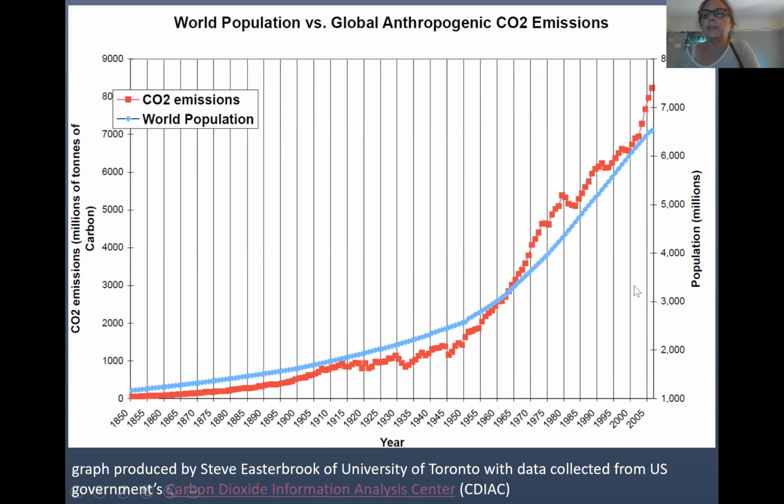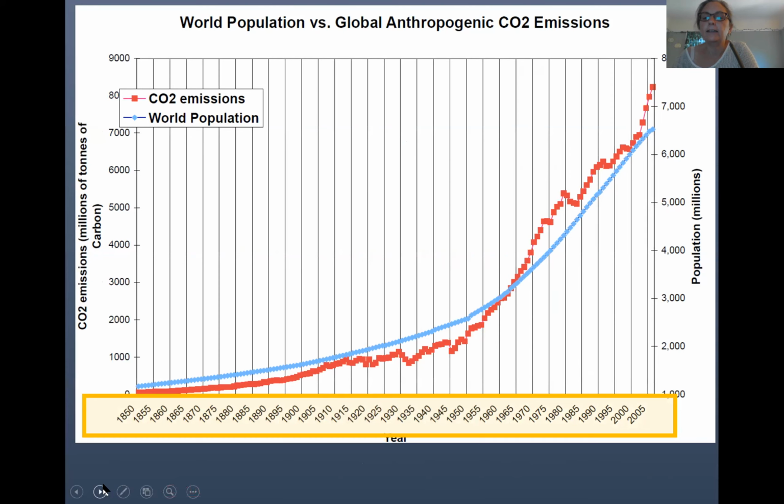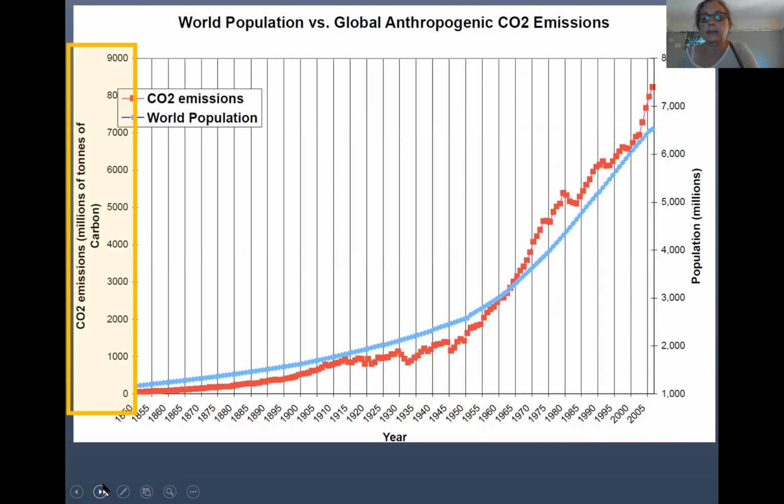This figure is interesting for a couple of reasons. First, let's look at the anatomy. On the x-axis, you have the years from 1850 to 2005. And then, on the y-axis, you have global carbon emissions in million metric tons.